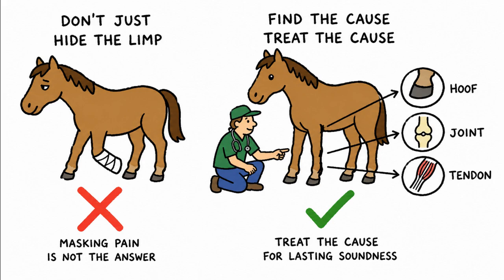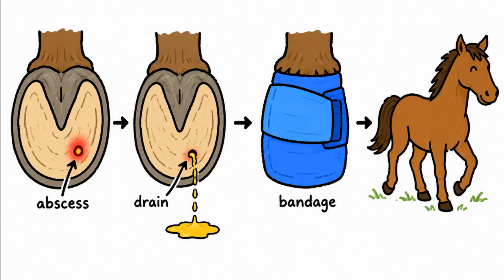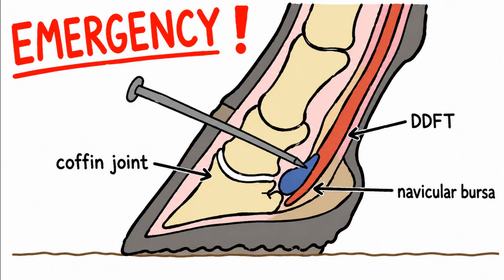Treatment must address the cause rather than merely hide the limp. A routine hoof abscess is drained through the smallest safe opening, protected with a clean bandage or boot and monitored until sound. A deep puncture near the coffin joint, navicular bursa, or deep digital flexor tendon is an emergency.